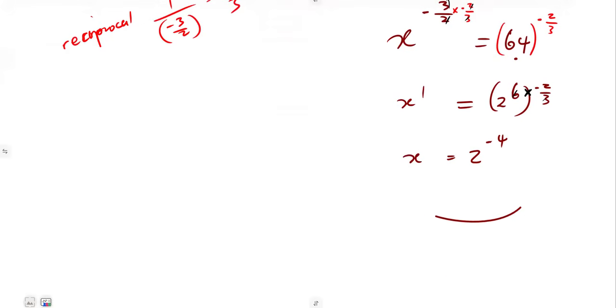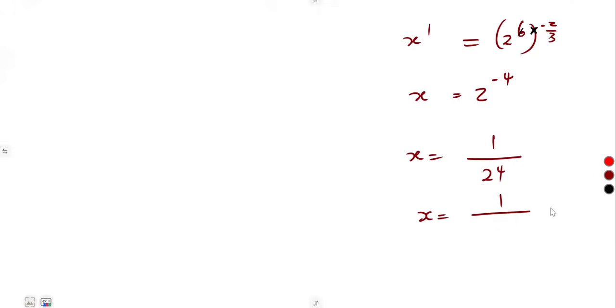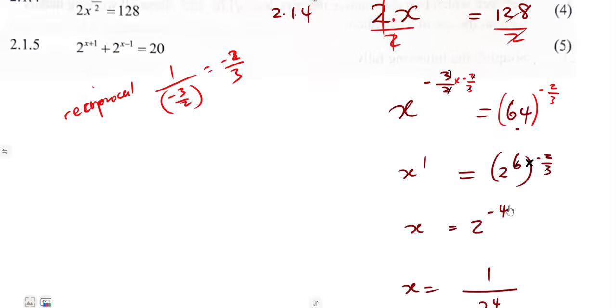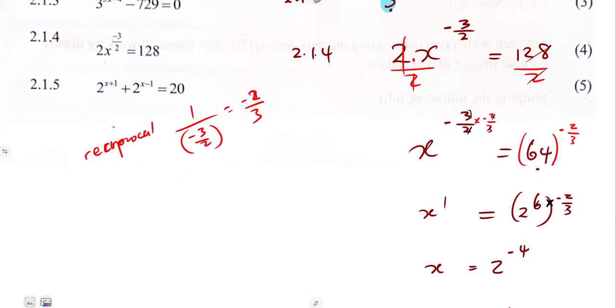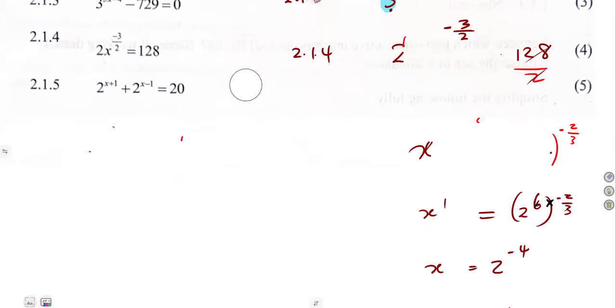How do I get rid of a negative exponent? I introduce 1 over 2 to the exponent of what? 4. So x is equal to 1 over 2 to the exponent of 4, which is 16. You're multiplying 2 four times. So that was going to give us 1 over 16 at the end. All right, direct like that. It is just a matter of revision, guys. That was 2.14.